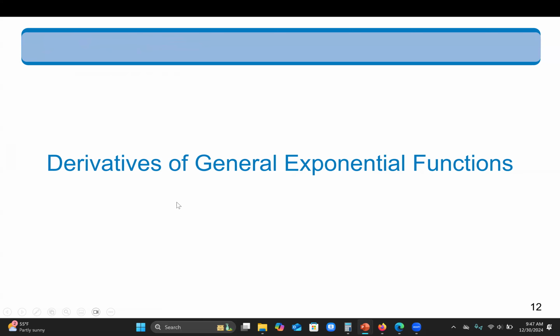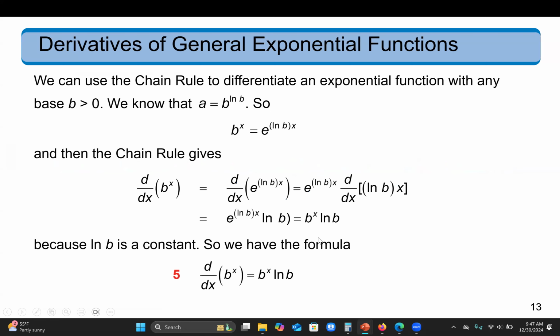Now let's do the derivative of exponential functions, which we said looks similar to the example we saw. Because if we have 2 to the power x, we can find the derivative by using what? The exponential rule. So let's look at an example here.